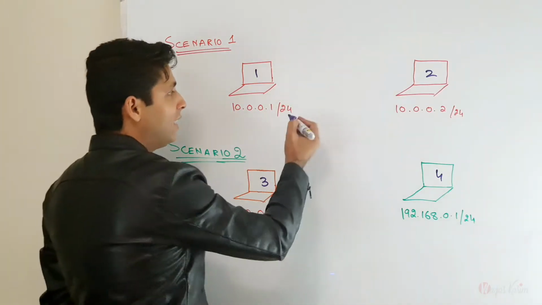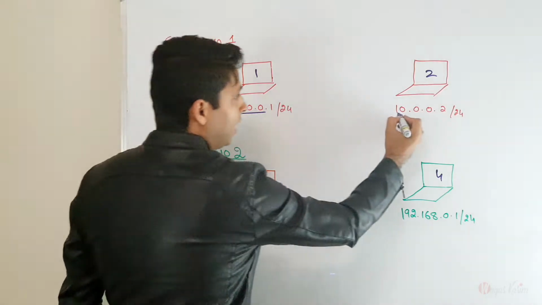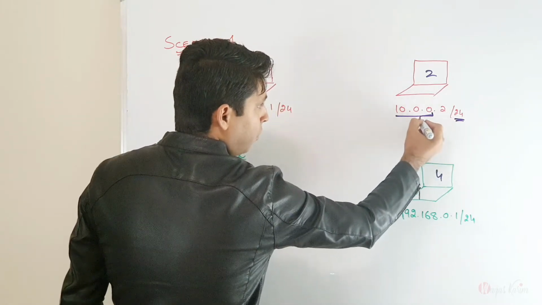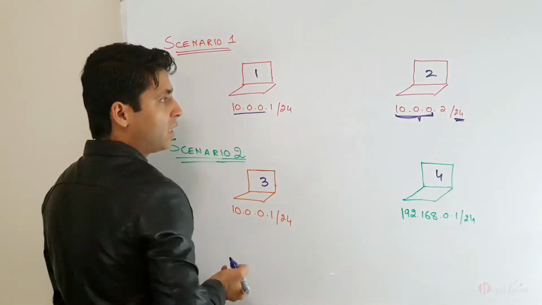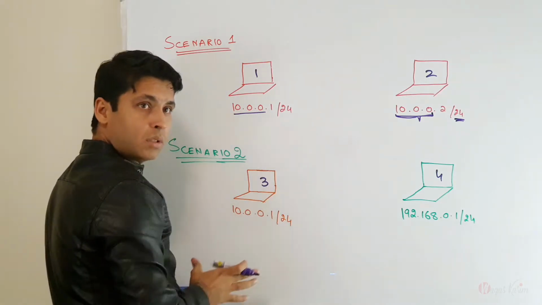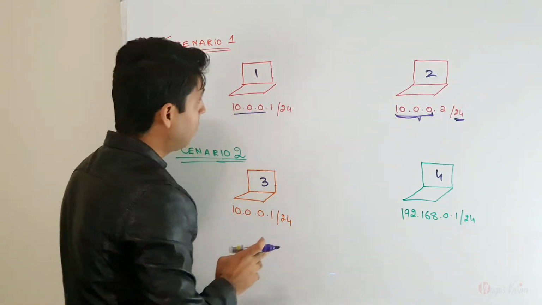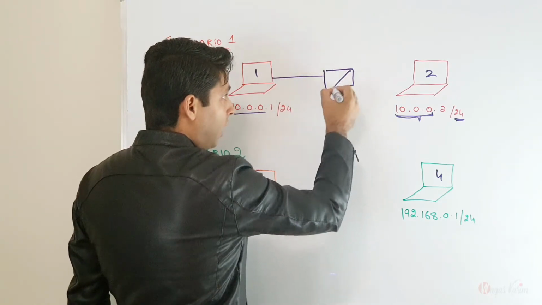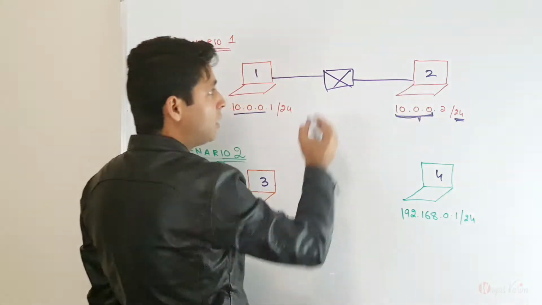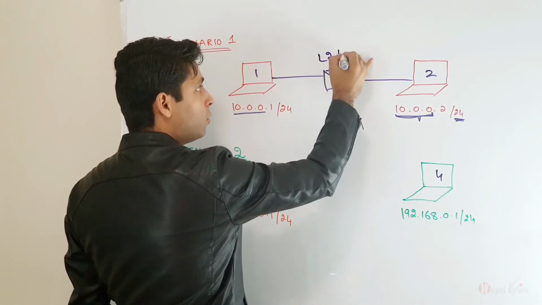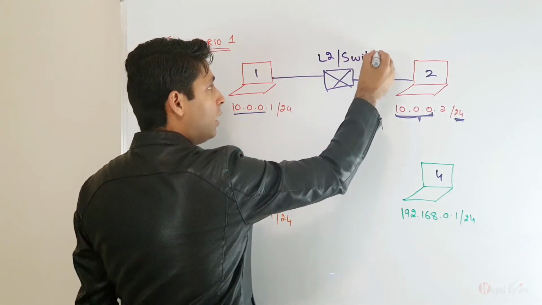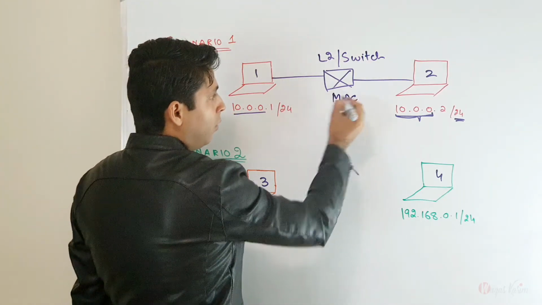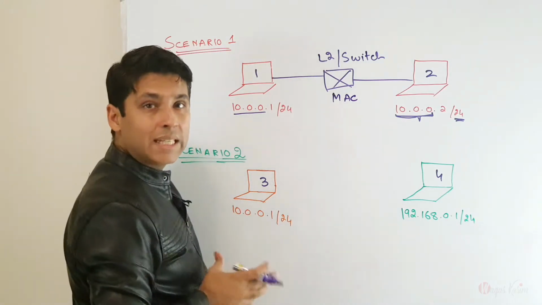So when two devices belong to the same IP subnet, here you can see 10.0.0.0/24 means that the first 24 bits are the same, which means they belong to the same IP subnet. So when two hosts, two devices belong to the same IP subnet, then we need a device in between, which is called a switch, a layer 2 switch. It works on layer 2, that is why it is called a layer 2 switch. And it works based on MAC addresses, layer 2 addresses, physical addresses.